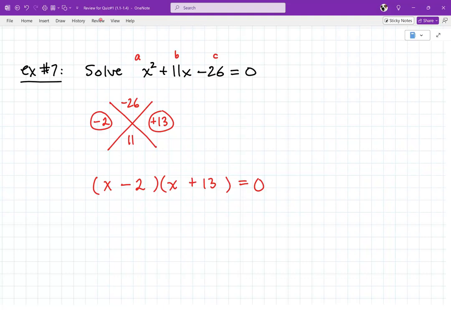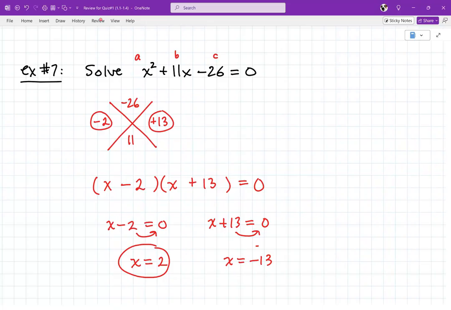Solve each one and we're done. And then you guys can chill. So we have x minus 2 equals 0. x plus 13 equals 0. Solve each one individually. That's going to make x equal to 2, x equal to negative 13. And there are my solutions. So let me stop the video here and then I'll talk to you guys about studying.